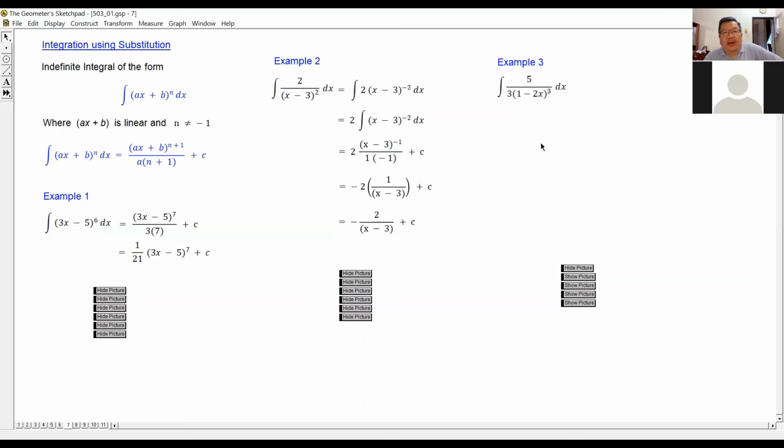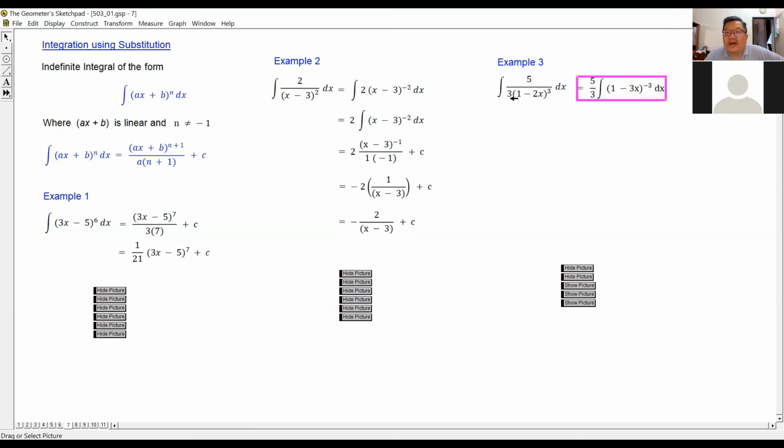Okay, now we look at the third example. In the first example, the index is a positive number. In the second example, the index is a negative number. Now what is this third example trying to show us? The index is what? A negative number. So we try to express it in terms of the negative index.